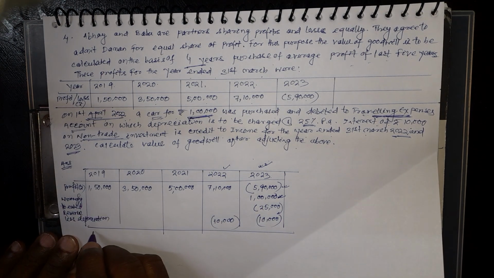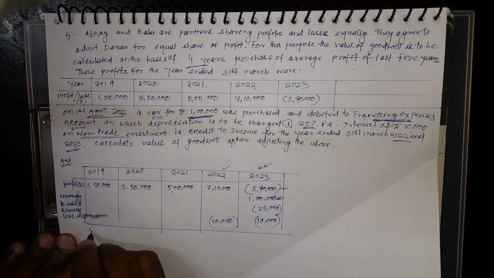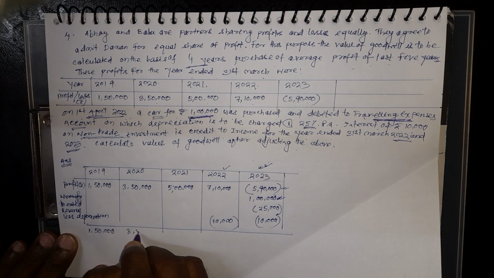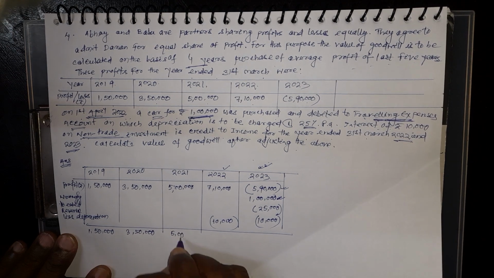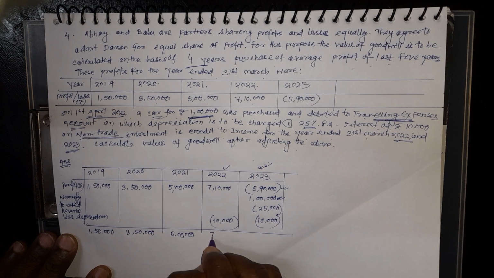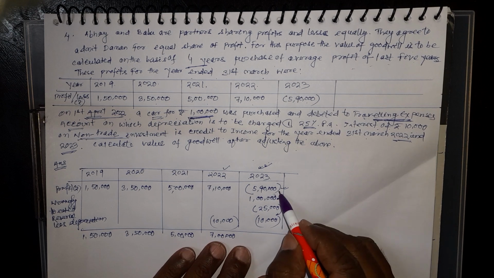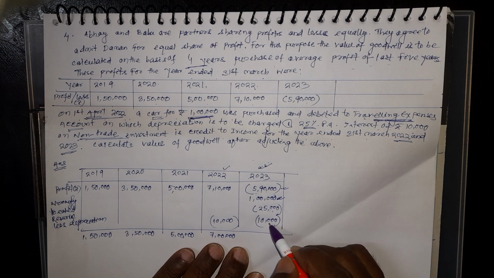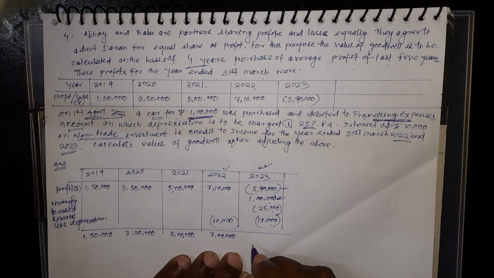Now, 2019 profit was 1,50,000. Here it is 3,50,000. Here it is 5 lakh. Here it is 7 lakh. And here you see now 5,90,000, 6 lakh, 6 lakhs 25. All the minus, the bracket value, we add. It will be 6 lakhs 25 and minus 1 lakh, so 5 lakh 25. It will also be a loss of 5 lakh 25.